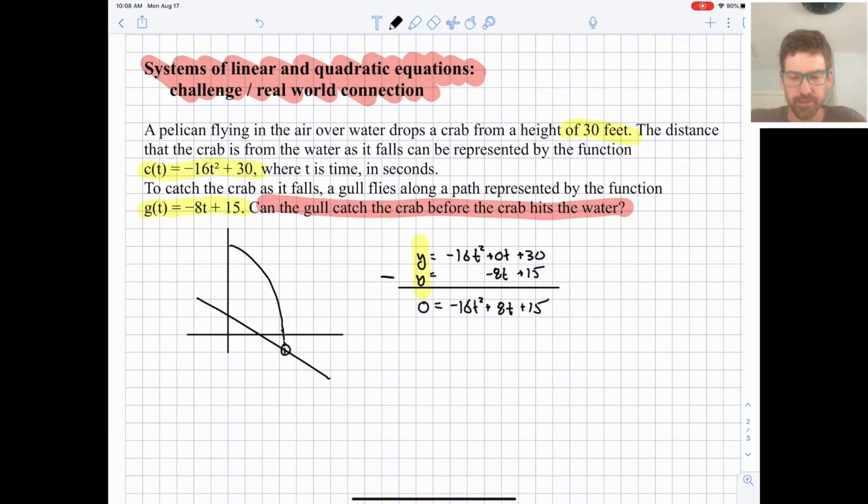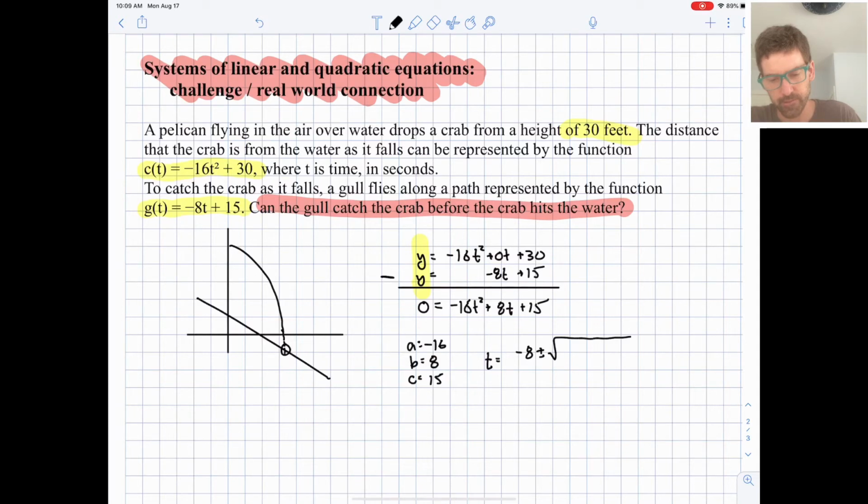So it looks like it's either not factorable or it would be challenging to factor. So I'm going to go straight to the quadratic formula on this one. It doesn't look like there's a GCF, by the way, to simplify things down. So I have a is negative 16, b is 8, and c is 15. So we're solving for t, for time, equals negative b, so negative 8, plus or minus a big square root, b squared, 64, minus 4 times negative 16 times c, all over 2a, 2 times negative 16.